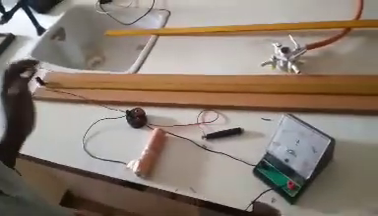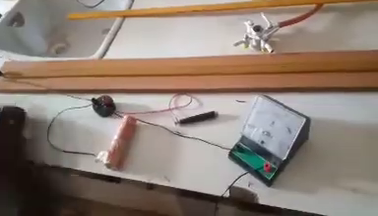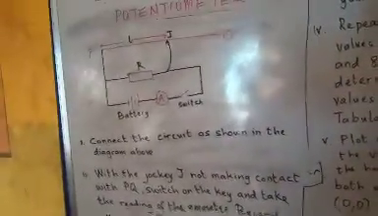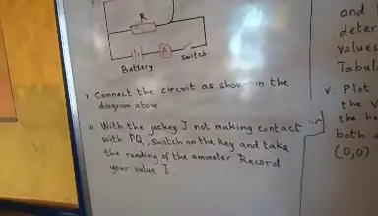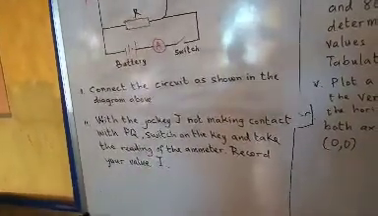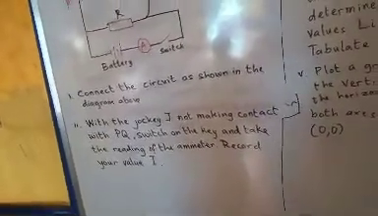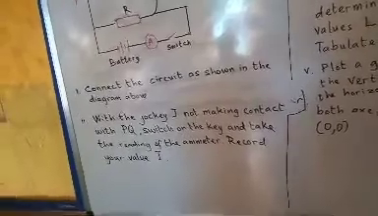Okay, now we start according to the instruction. First of all, number one: connect the circuit as shown in the diagram above. That is the connection we have already done. Now number two: with the jockey J not making contact with P, the potentiometer, switch on the key and take the reading of the ammeter. Record your value I. Without the jockey making contact with the potentiometer, I will have my readings here.